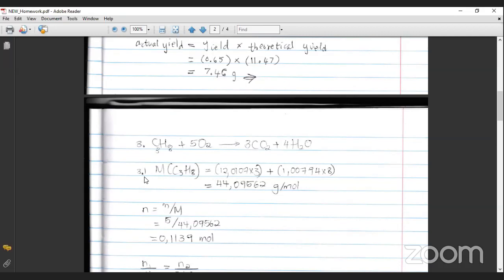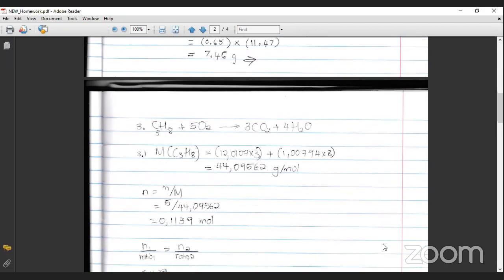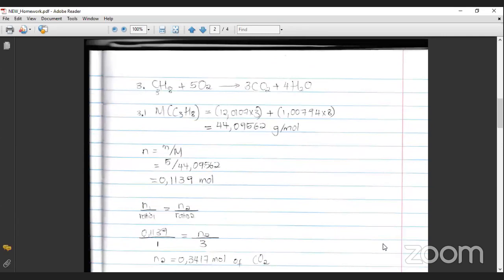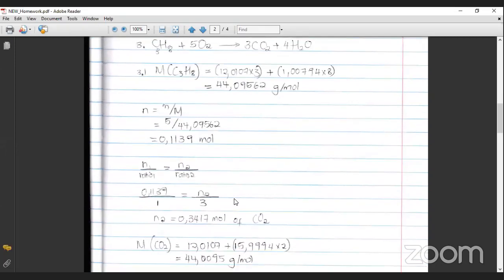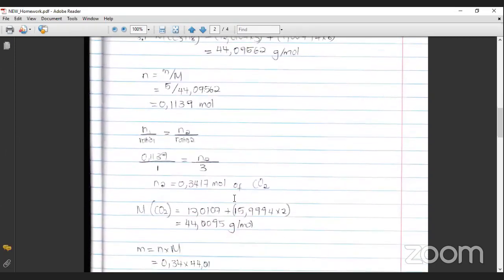So for 3.1, number 1, we look first, once again, for the number of moles. We convert whatever is given to number of moles, and this will be what we get, and this is our number of moles. And then we go back to the ratio. Because they're looking for carbon dioxide, we're going to take this ratio here, the 3 there, which means we're looking for the number of moles of carbon dioxide. And this will be our answer. It will be 0.34 mole of carbon dioxide.